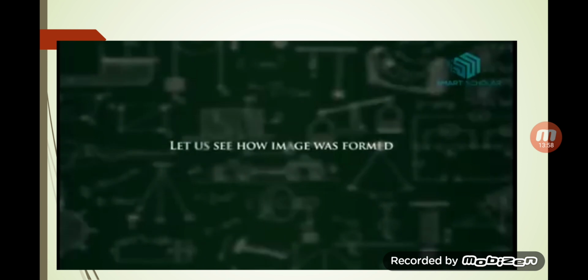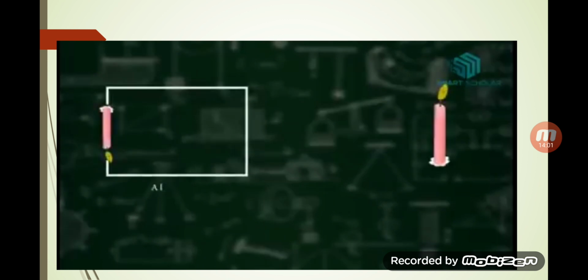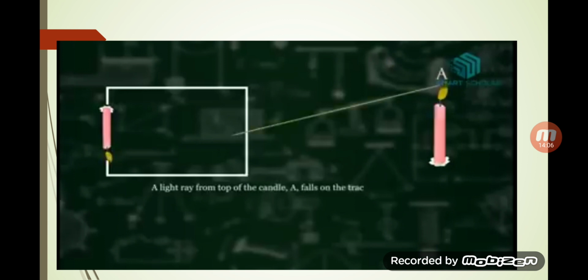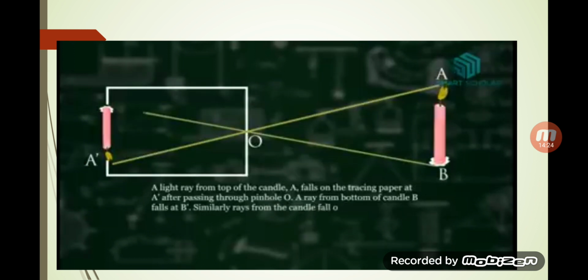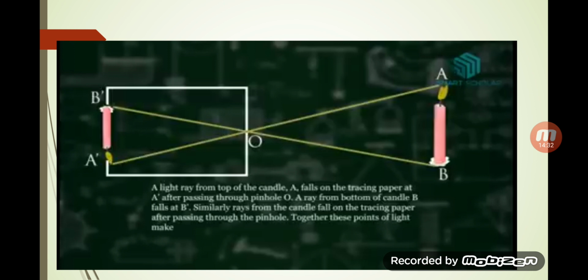Let us see how the image was formed. A light ray from the top of the candle A falls on the tracing paper at A1 after passing through the pinhole O. A ray from the bottom of the candle B falls on B1. Similarly, rays from the candle fall on the tracing paper after passing through the pinhole. Together, these points of light make up an image of the candle. You can see an inverted image B1, A1 of the candle.